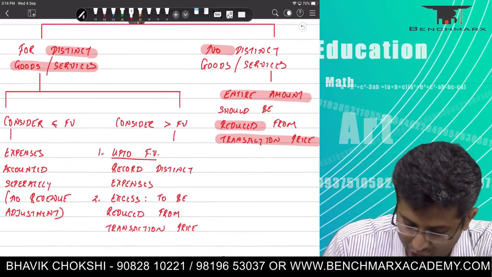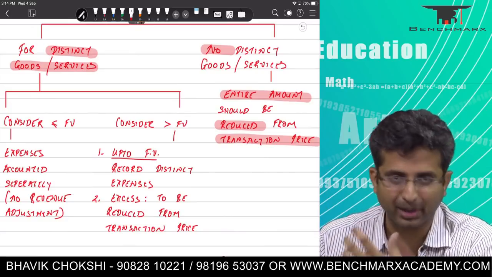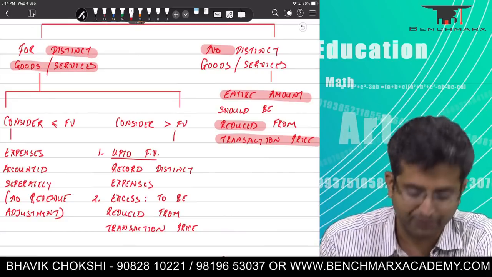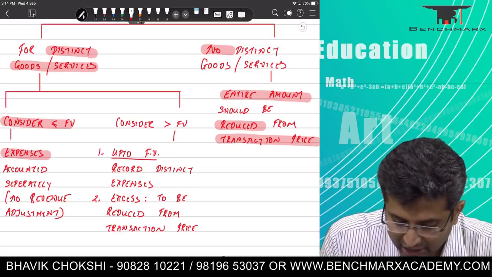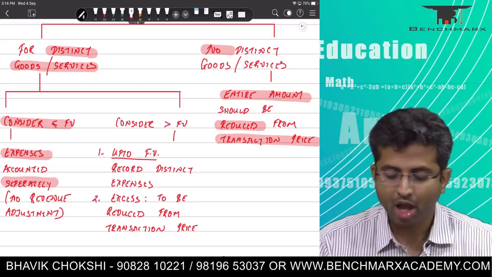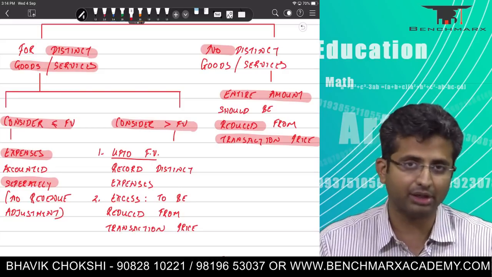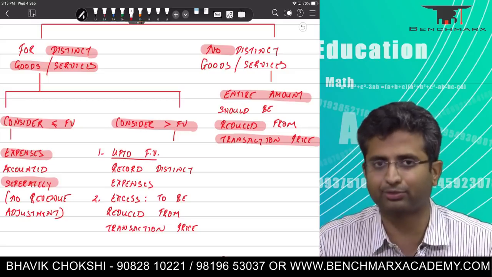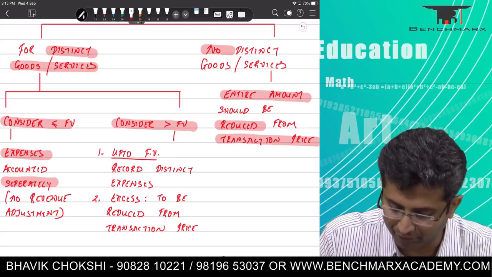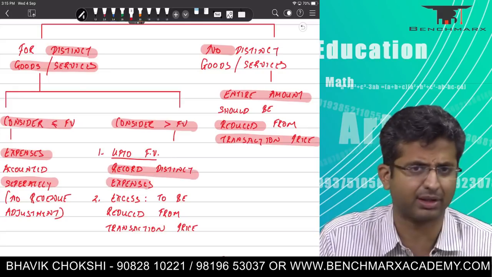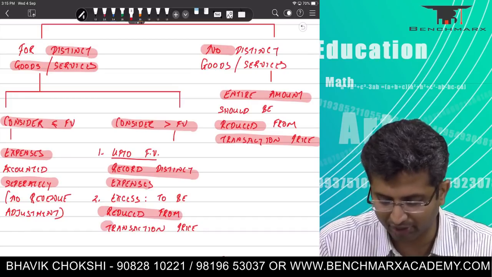If there is a distinct goods or service, generally you will show it as a separate expense and separate revenue, provided it's a fair transaction. So the consideration should be less than or equal to fair value. Then the entire expenses will be accounted separately. However, if the consideration is greater than the fair value, then the standard believes that you might be overstating the expense. And only to the extent of your fair value, you can recognize distinct expenses. Beyond that, you will have to reduce it from the transaction price.